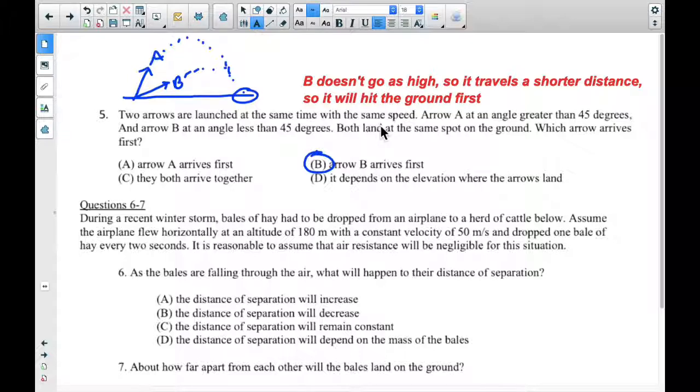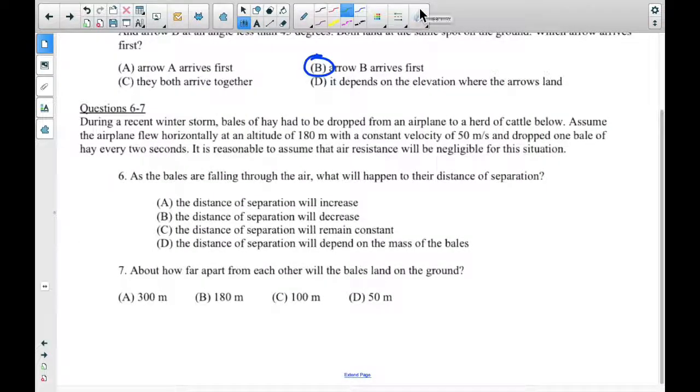Okay, questions 6 and 7 both deal with the same paragraph here. During a recent storm, bales of hay had to be dropped from an airplane to a herd of cattle below. Assume the airplane flew horizontally at an altitude of 180 meters with a constant velocity of 50 meters per second and dropped 1 bale of hay every 2 seconds. It is reasonable to assume that air resistance will be negligible for this situation.